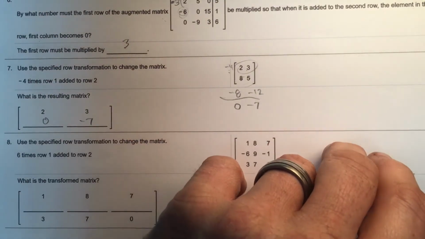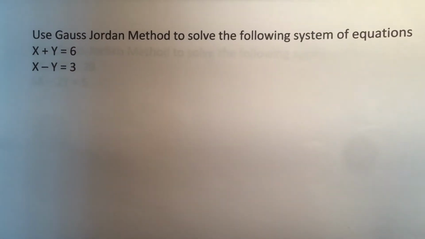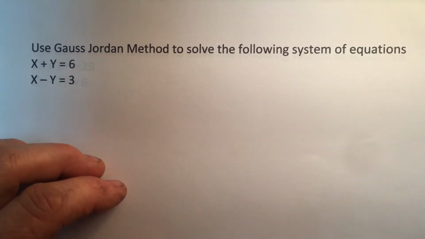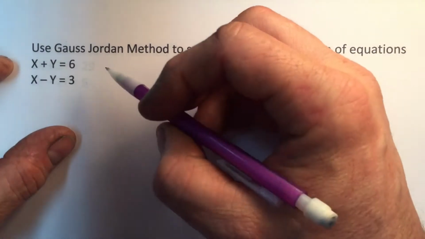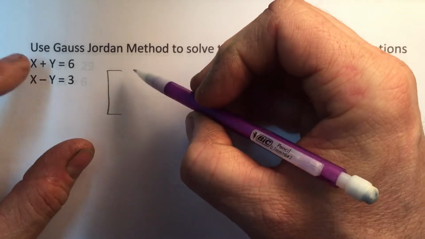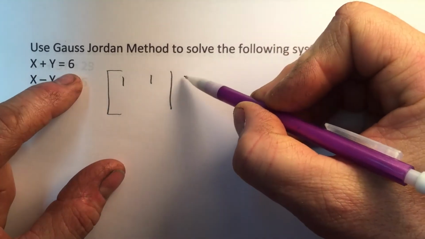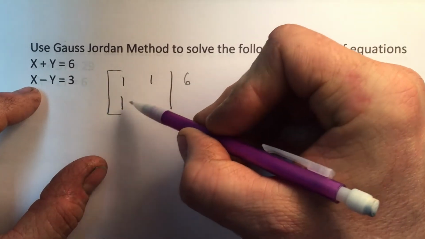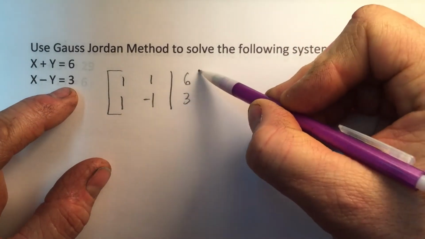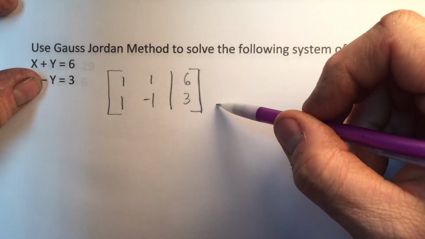Okay, well, let's get into doing this. This is a little bit bigger print. Use Gauss-Jordan method to solve the following system of equations. Well, first we want to get our augmented matrix. So my augmented matrix is going to look like this. I've got two variables, so I've got 1x, 1y, and then I've got 6. And I've got 1x, and then minus 1y, so it'll just be -1 here, and then a 3. So here's my augmented matrix.